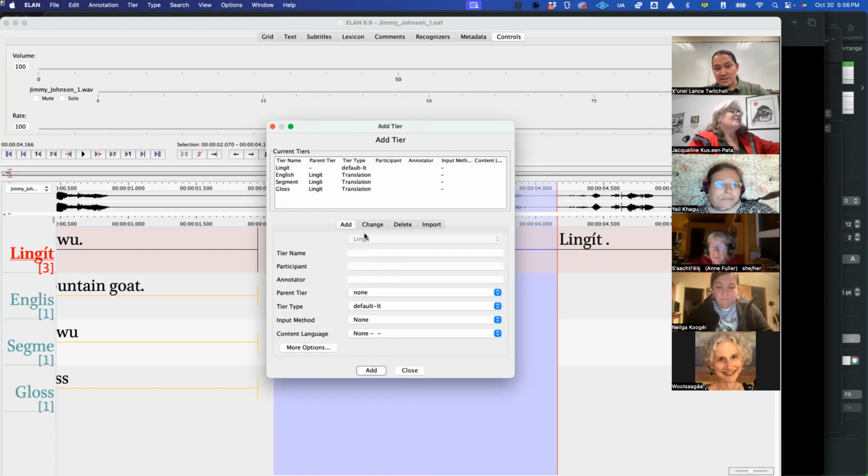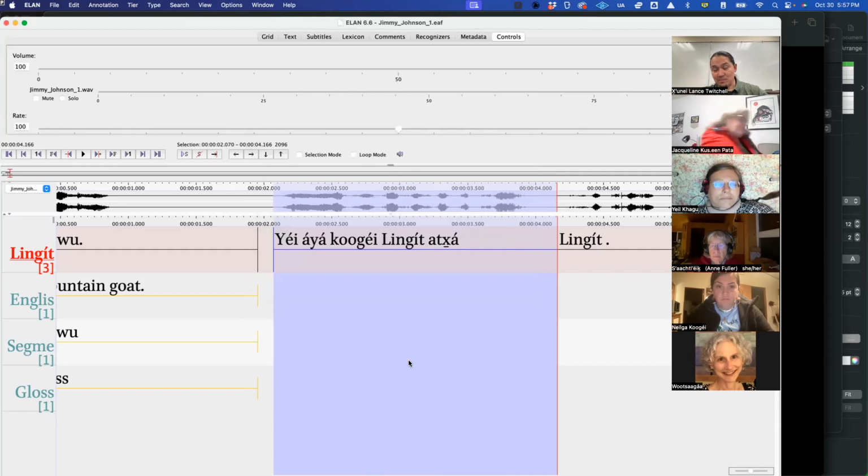If you add a tier, so we got segment, we got Lingít, English, segment, gloss. If we want to add one for notes, we could, but just make sure they all have the same parent tier. The parent tier means this is the one where you make the first entry, and everything else is built off of that. They're all linked to that same length. That way, if you change the length of one, you change the length of all of them.